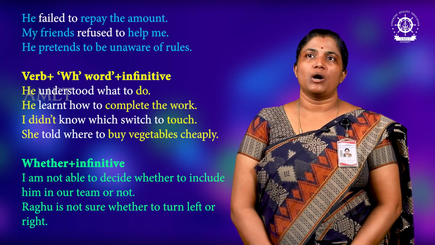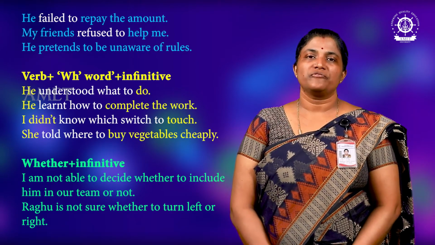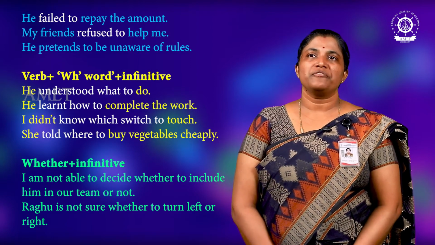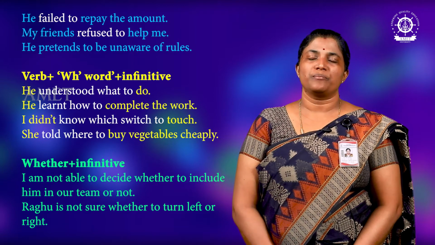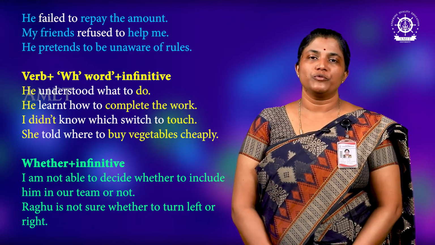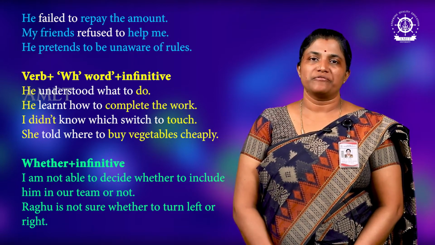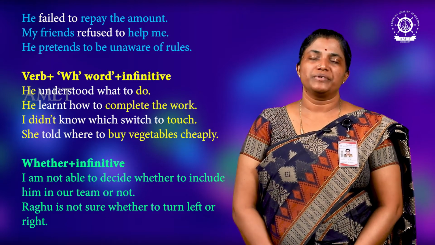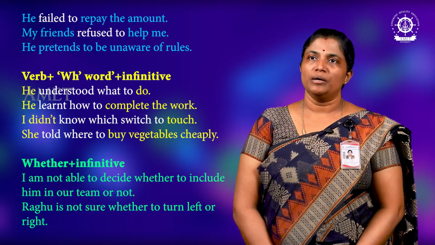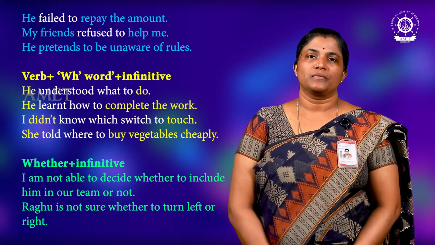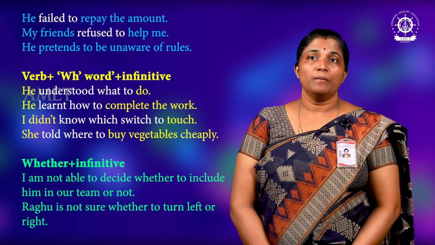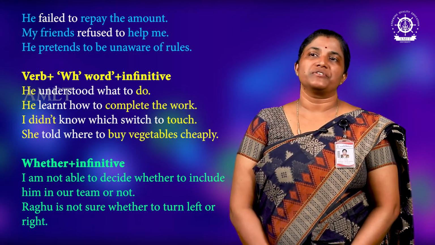He failed to repay the amount. He is the subject, failed the verb, to repay the infinitive, the amount. My friends refused to help me. My friends, refused the verb, to help the infinitive, me. He pretends to be unaware of rules. He is the subject, pretends the verb, to be unaware of rules. To be is the infinitive.